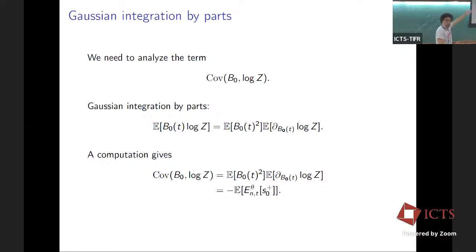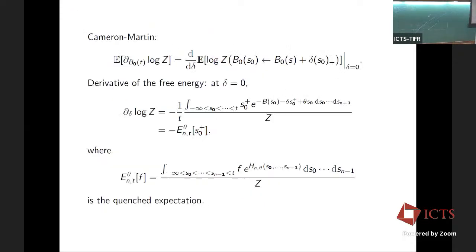But why do you get this? Well, that's just Gaussian integration by parts. When we want to take a functional derivative with respect to B_0t, we can use the Cameron-Martin theorem and turn this into a Cameron-Martin derivative, which means adding a shift to the drift of the Brownian motion.